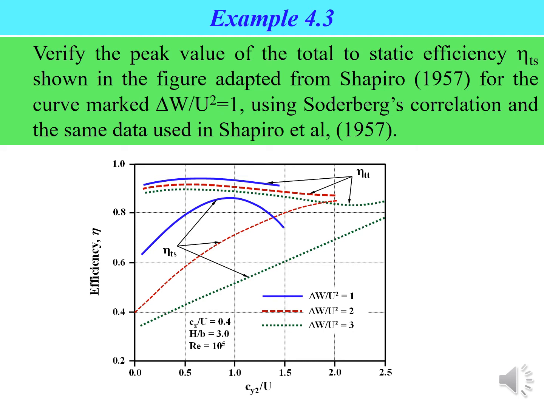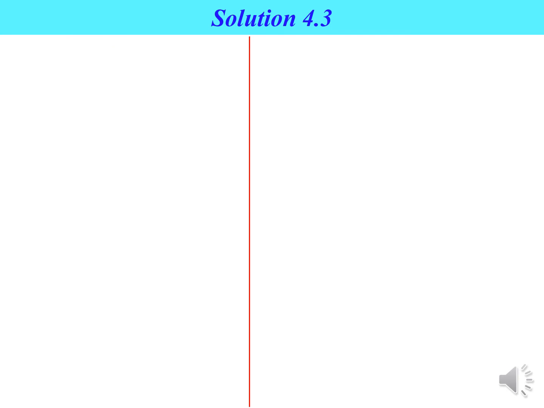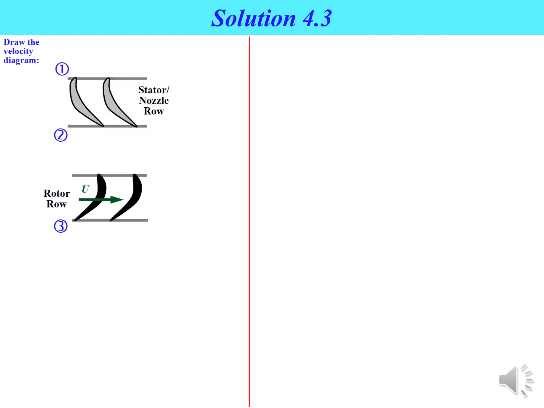Solution for example 4.3. In order to solve the problem, we need to draw the velocity diagram. The figure shows the arrangement of nozzle and rotor rows: condition number 1, condition number 2, and condition number 3. Before this, we already learned that there are 3 assumptions that can be made in order to simplify the analysis of the velocity diagram.